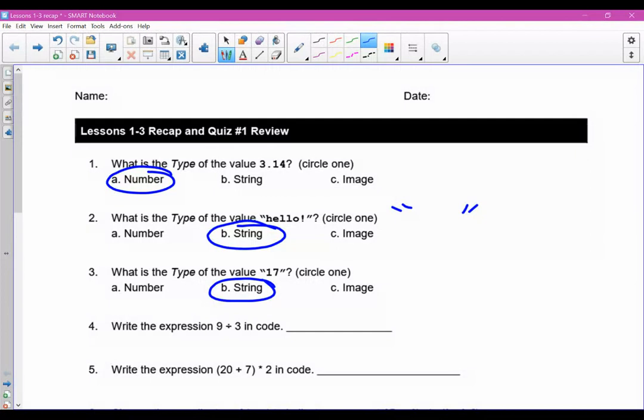Okay? Number 4 says, write the expression 9 divided by 3 in code. So when we write code, we start with a parenthesis, then we do our operation, and our operation here is division. And remember, we use the slash for division, not the line with 2 dots. And we're dividing 9 and 3.